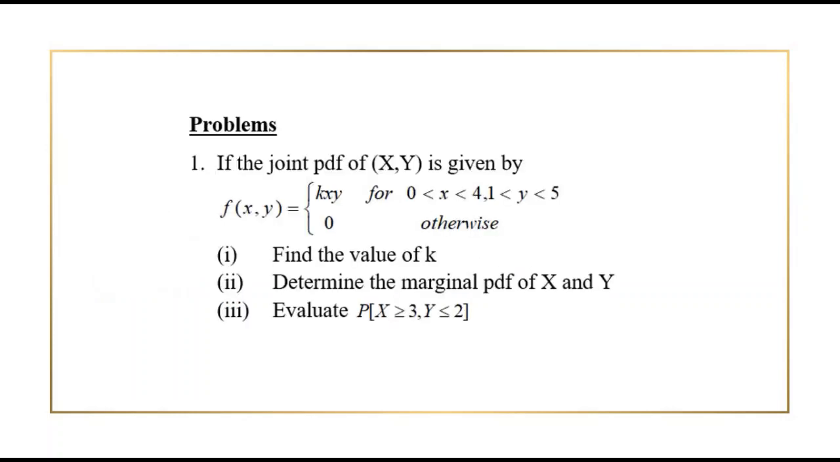Now let us proceed with the first problem. If the joint PDF of x and y is given by this function, where x varies from 0 to 4 and y varies from 1 to 5, find the value of k, find the marginal PDFs and find this probability.